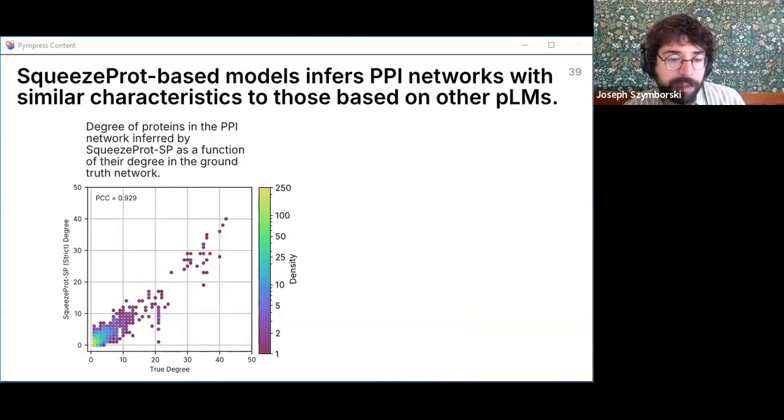The PPI networks that SqueezeProt infers are both realistic and resemble that of leading pLMs. So we just wanted to make sure that the results of our SqueezeProt inferences match those of other models. What we see here is the degree of proteins in the network inferred by the strict variant of SqueezeProt SP, plotted against the degree in the ground truth network, so the training data set, basically. We see that the Pearson correlation coefficient is really high. So it is constructing graphs that have a similar degree as the training data set.